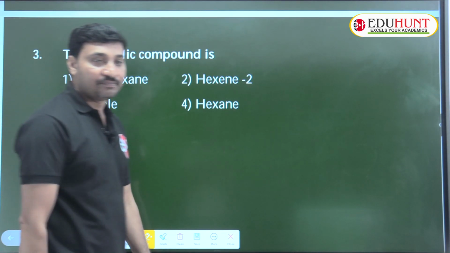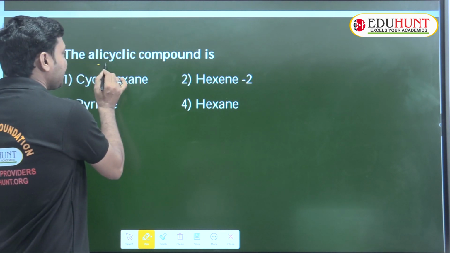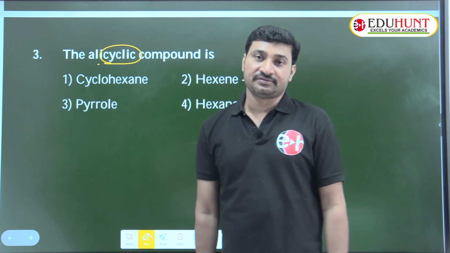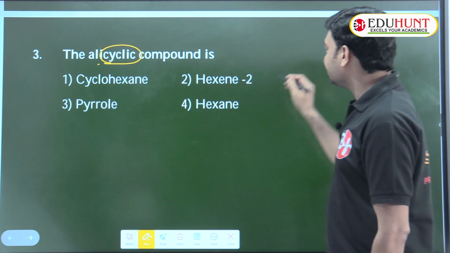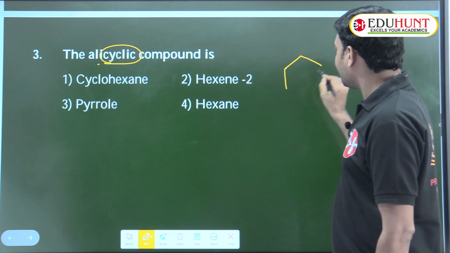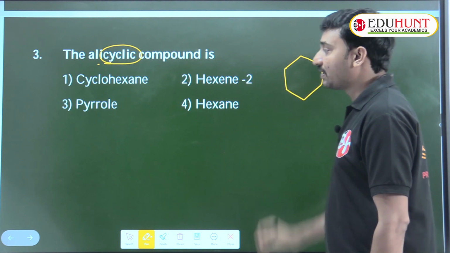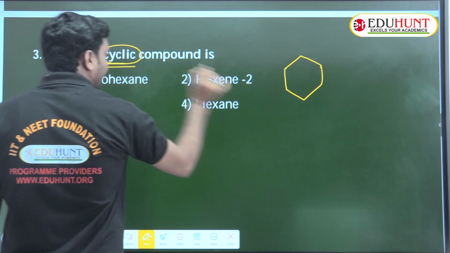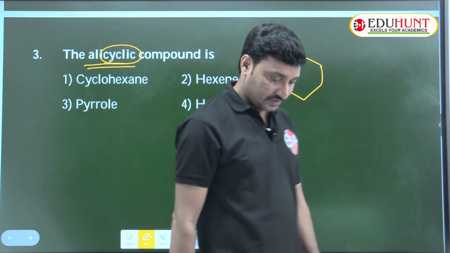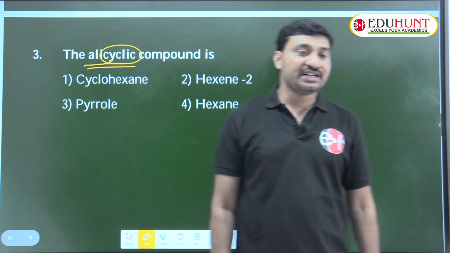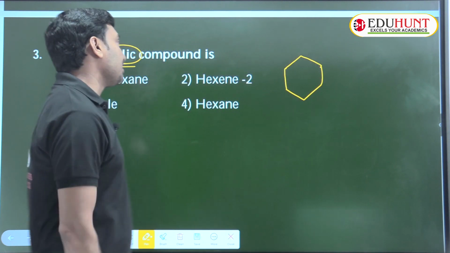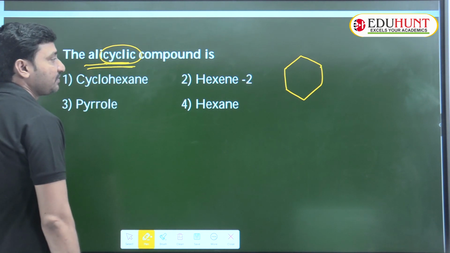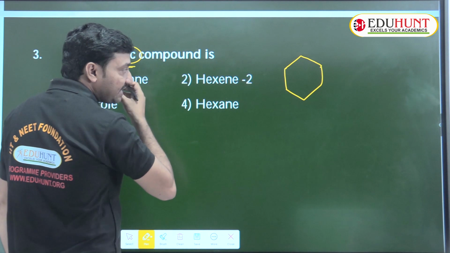What is an alicyclic compound? Cyclic means the first carbon and last carbon are connected, that means it forms a ring. A cyclic compound means, for example, like this. It's a cyclic compound, right? And alicyclic compounds are those whose properties resemble aliphatic compounds, but they are cyclic. That's why they are called alicyclic compounds.